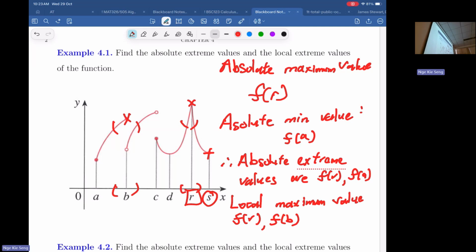Does f(C) work? If you go to f(C) here and fix a small neighborhood, there are points that evaluate larger than f(C). Is there any?